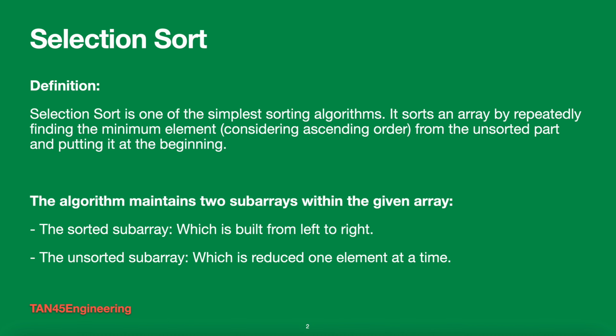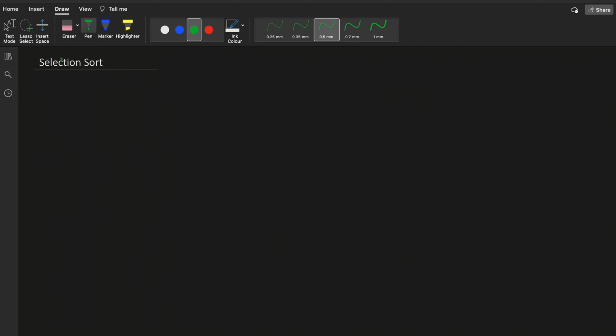Okay, so let's go here. Let's say we have 64, 25, 12, 22 and 11. Now let's say this is our input.